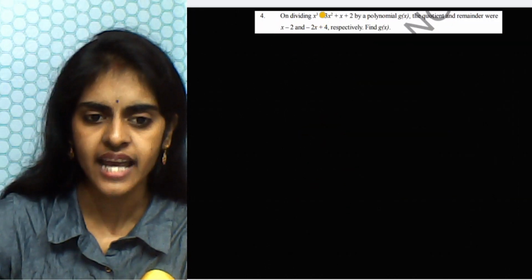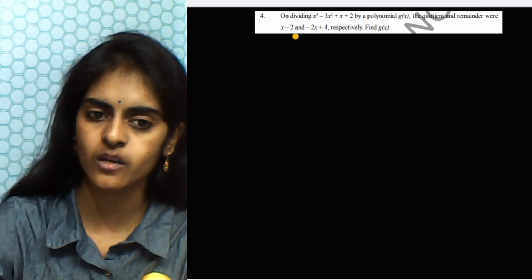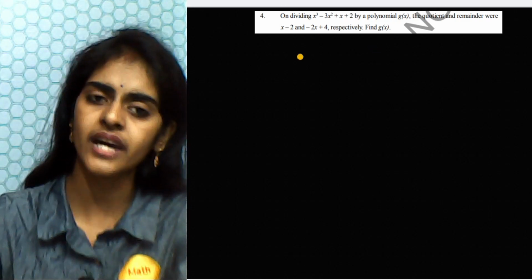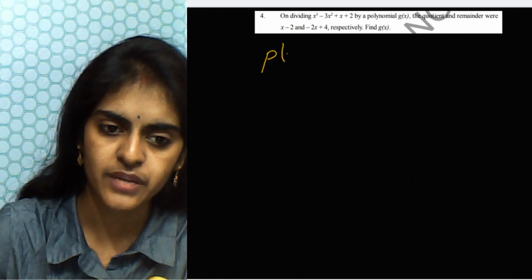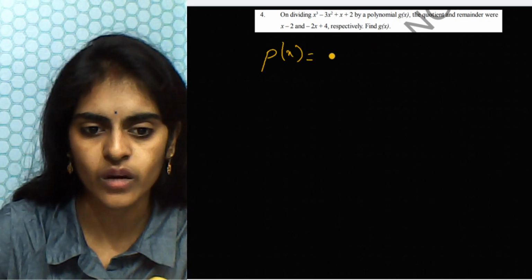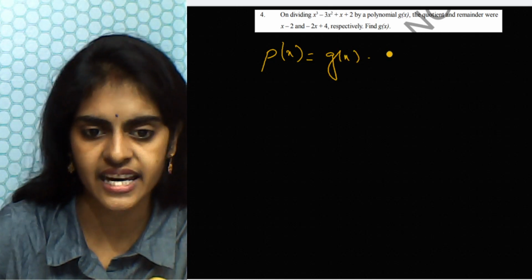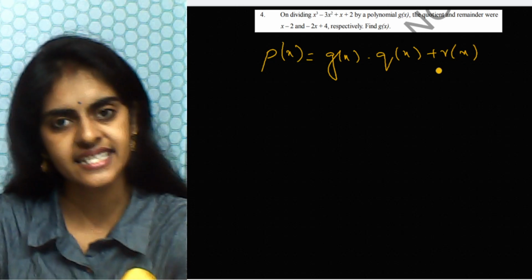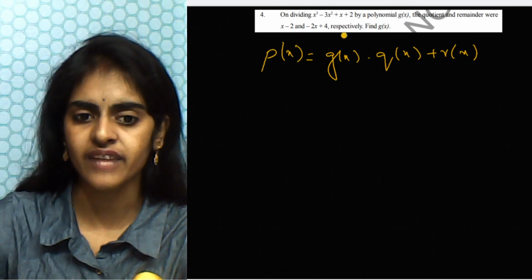On dividing x cube minus 3x square plus x plus 2 by a polynomial g of x, the quotient and remainder were x minus 2 and minus 2x plus 4 respectively. So find g of x. Okay, so we know that p of x is equal to g of x into q of x plus r of x, isn't it? Now they are asking us to find g of x.